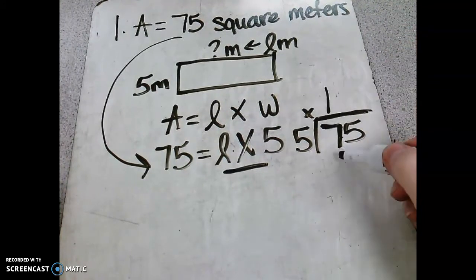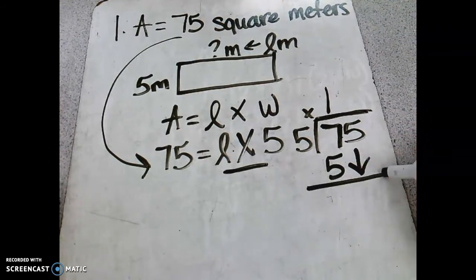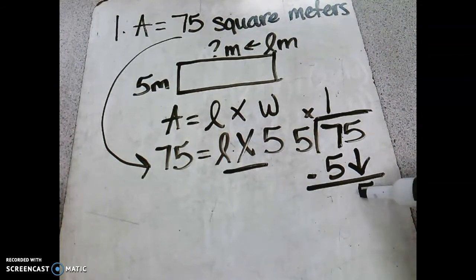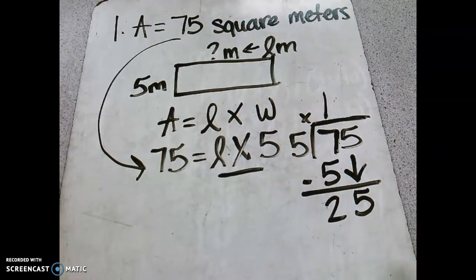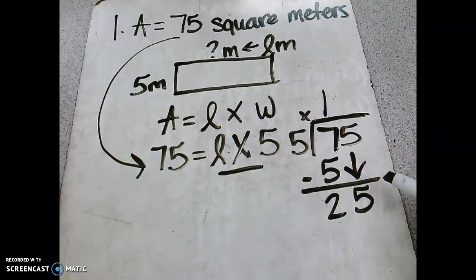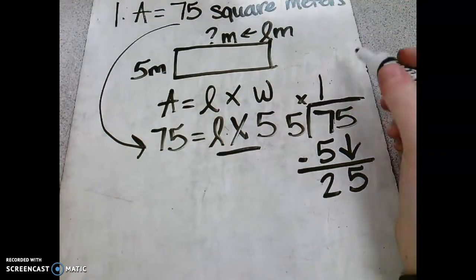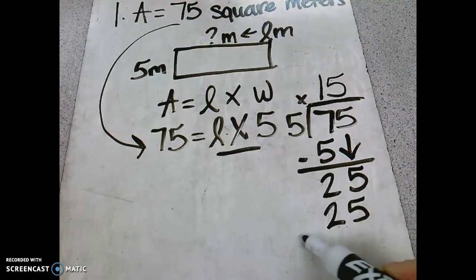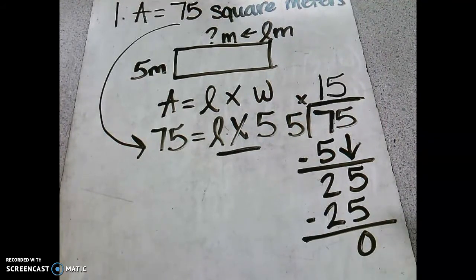You are correct. 5 times 1. We can't do 5 times 2 because that'd be 10, and that is over 7. We have to stay below 7 or at 7, okay? I'm going to bring my 5 down because we haven't touched that yet. 7 minus 5 is what? 2. Good job. Now let's do 5 times what is going to give me 25? Yes, 5 times 5. 5 times 5 is 25. We're going to subtract and we get 0, so we know we can stop.